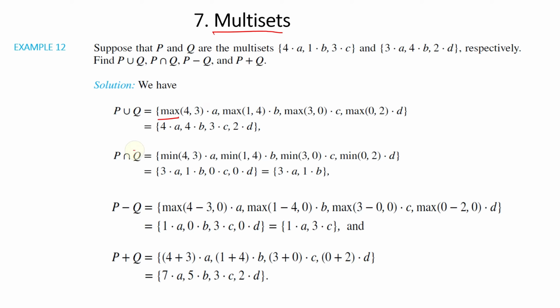On the other hand, when I'd like to have the intersection, which means what do they have in common, this time I cannot say 4. They don't have 4 A's in common. They have 3 A's in common.